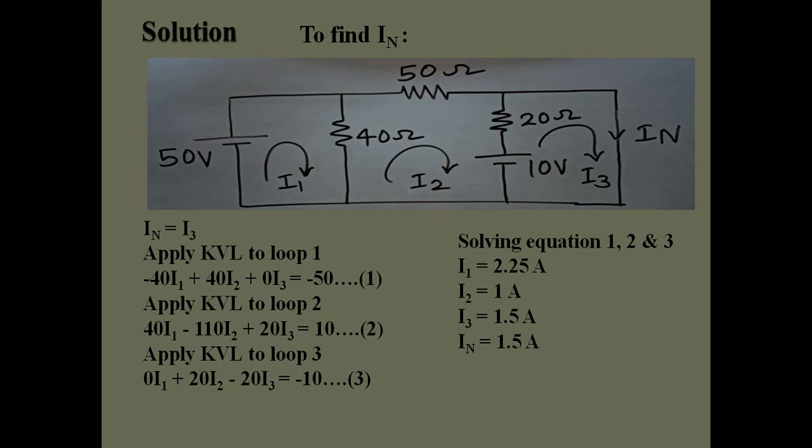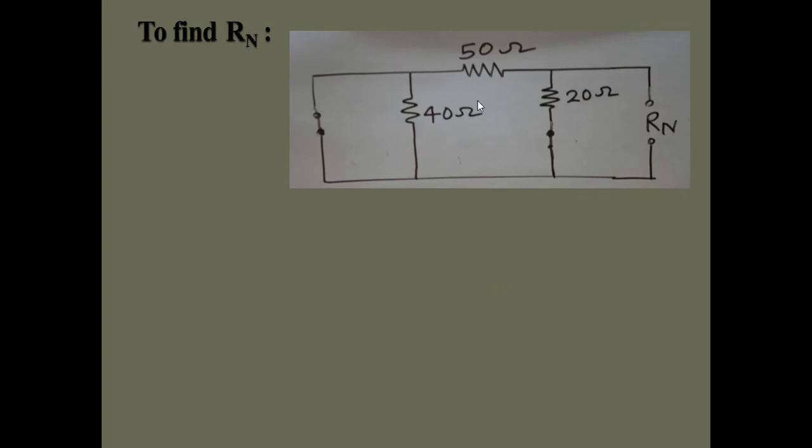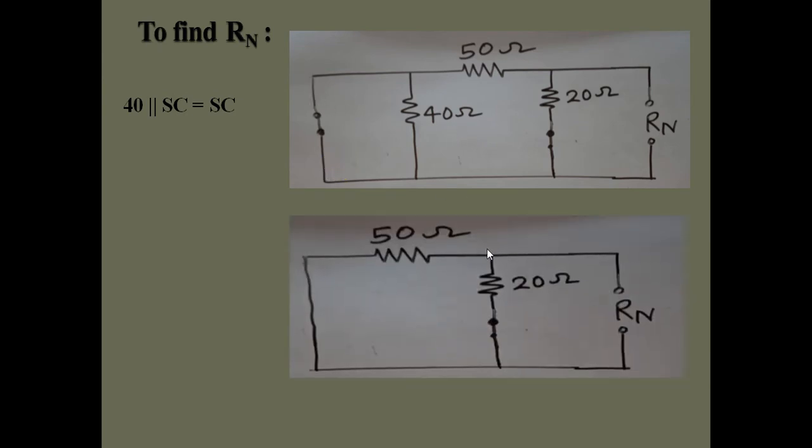Step 2 is to find Rn. To find Rn, we will replace this with open circuit. Voltage sources are replaced with short circuit. So rearranged circuit for Rn is like this. Here we can see that 40 ohm is in parallel with short circuit, so it will become redundant. For that we will write down the equation as 40 parallel SC is equal to SC. What does this equation mean? It means that this branch is removed and replaced by short circuit. So our rearranged circuit will be like this.